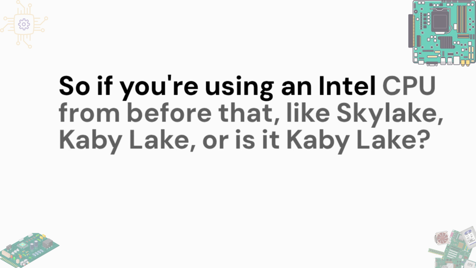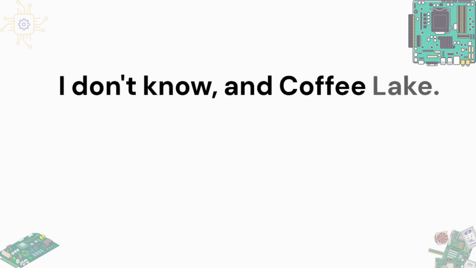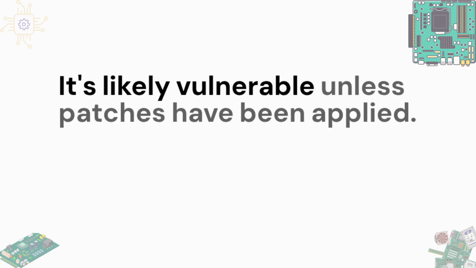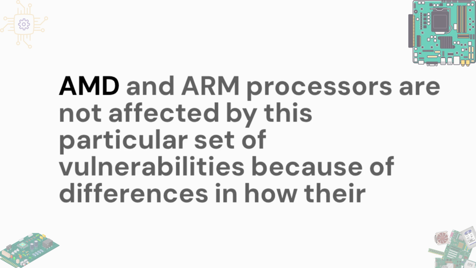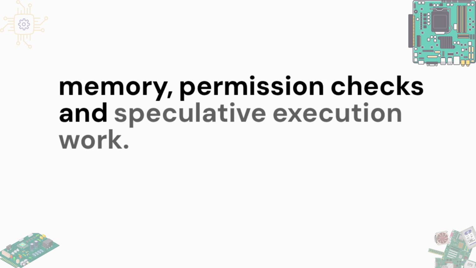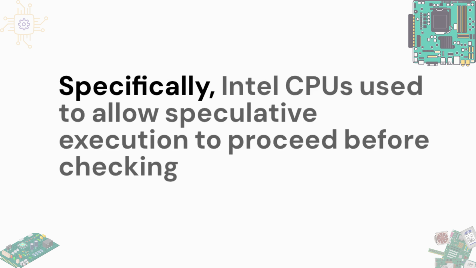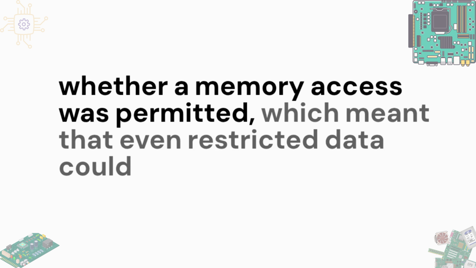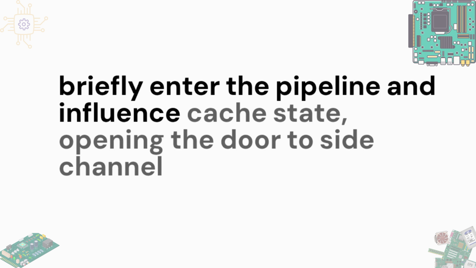So if you're using an Intel CPU from before that, like Skylake, Kaby Lake, or is it Kaby Lake? I don't know. And Coffee Lake. It's likely vulnerable unless patches have been applied. AMD and ARM processors are not affected by this particular set of vulnerabilities because of differences in how their memory permission checks and speculative execution work. Specifically, Intel CPUs used to allow speculative execution to proceed before checking whether a memory access was permitted, which meant that even restricted data could briefly enter the pipeline and influence cache state, opening the door to side-channel leakage.